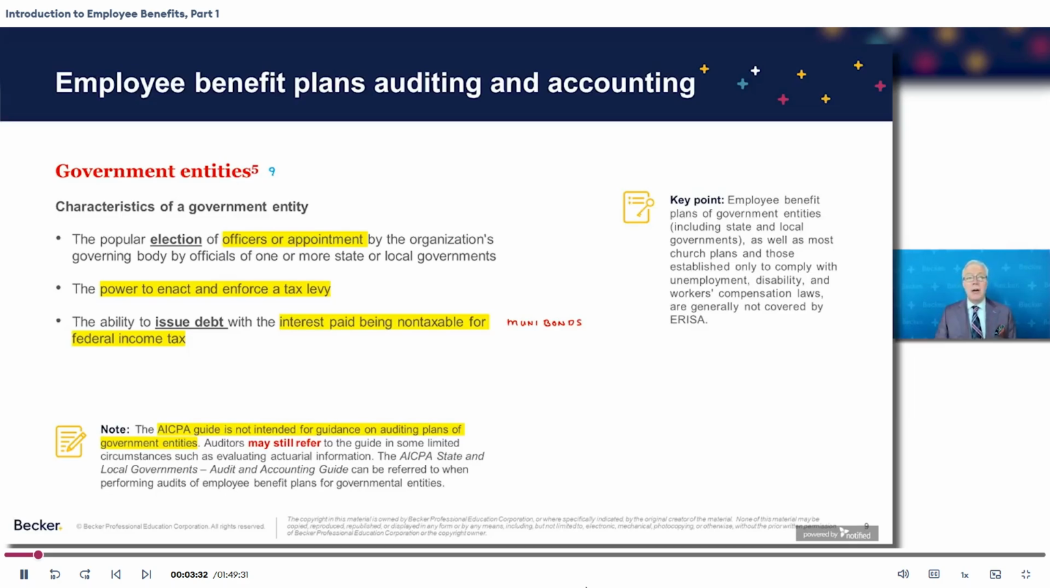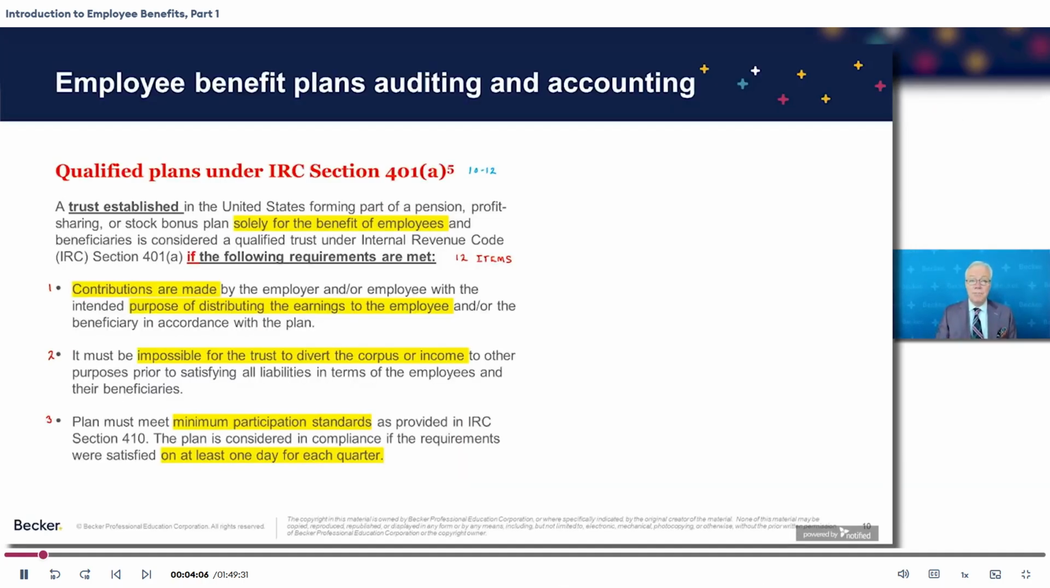So let's talk a little bit about government entities. What are the characteristics of a government entity? Well, popular elections appoint the officers. The power to enact and enforce tax levies is part of the government, and the ability to issue debt with interest being paid. And especially when we're talking about municipal and state, then those ultimately are not taxable by the federal government. Now, by the way, the AICPA guide is not intended for guidance on auditing plans of government entities. However, auditors may still refer to them for guidance.